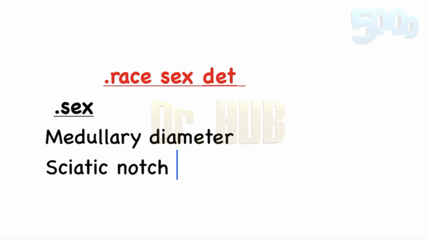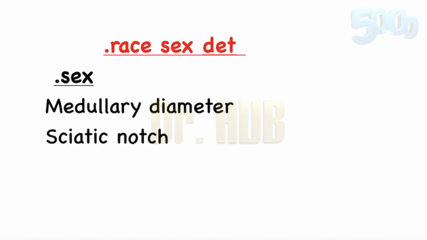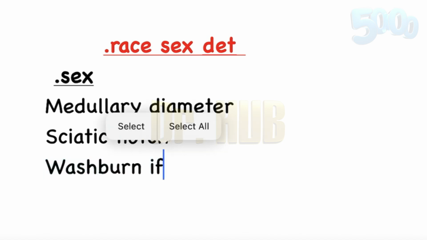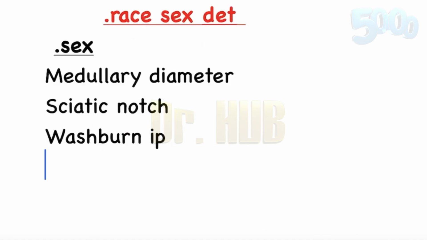So next, what do we have? The next is the Washburn ischiopubic index. It involves the pubic length by the ischial length into 100. Next we look at the corporobasal sacral index. This is the breadth of the first sacral vertebra by the breadth of the base of the sacrum.